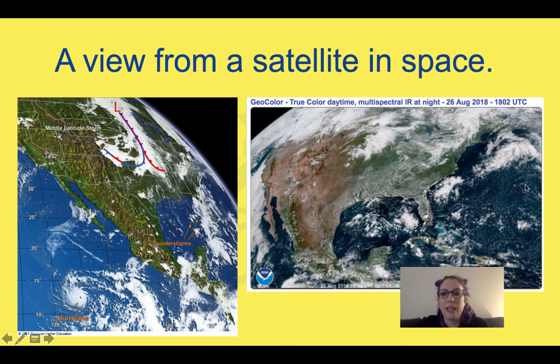Now, here's some satellite photos. This is actually the new set. Let's see, this is GOES East. It was taken on August 26th of 2018. So this is the brand new satellite. I think I told you guys I watched one of these go up. These have great resolution. They're beautiful.